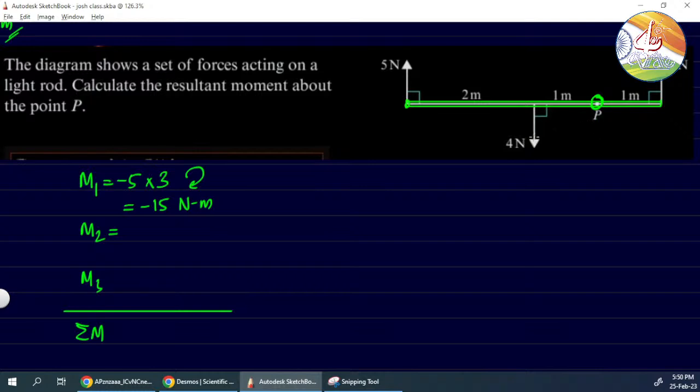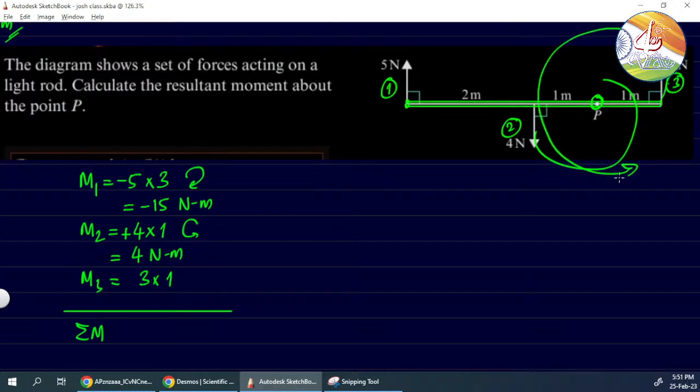Now M2, so let us say this is 1, this is 2, and this is 3. So M2 will be 4 times the perpendicular distance here, that is 1, and this is moving in anti-clockwise direction. Anti-clockwise direction means positive, so we get 4 Newton meter. Then the third force, M3, acting here, and the perpendicular distance is this much, so 3 times 1, and this is moving in anti-clockwise direction, and hence it is positive, so this is 3 Newton meter.